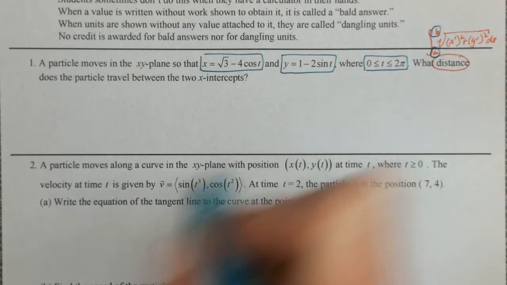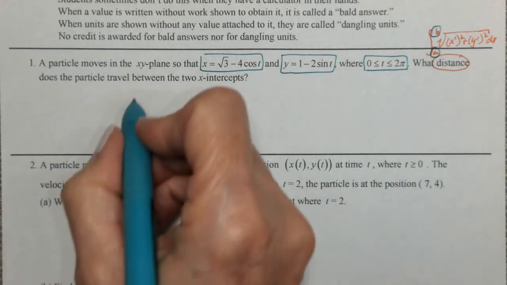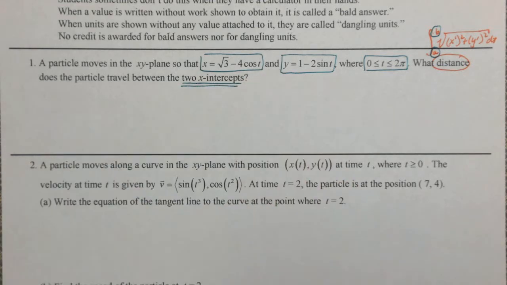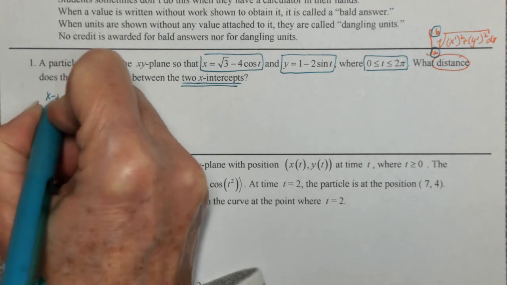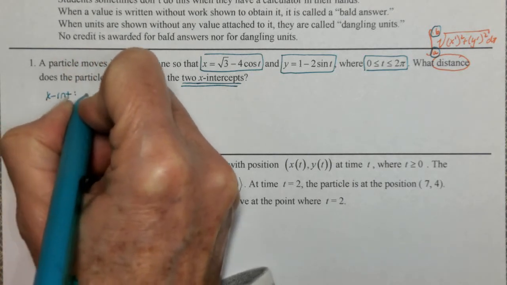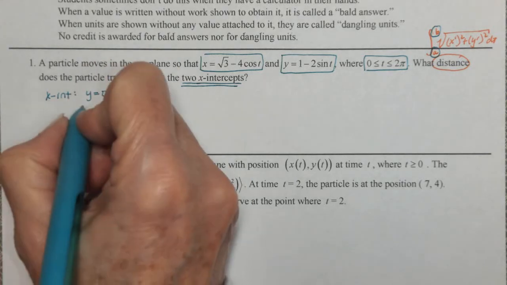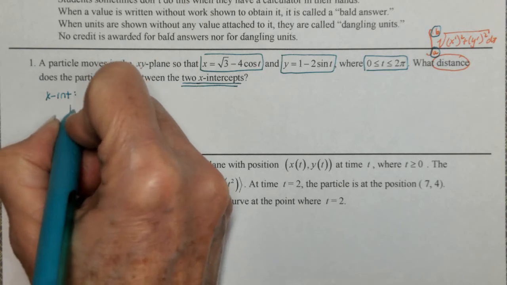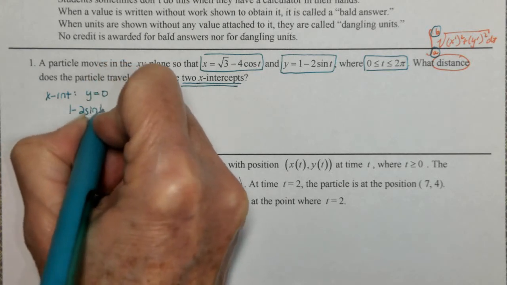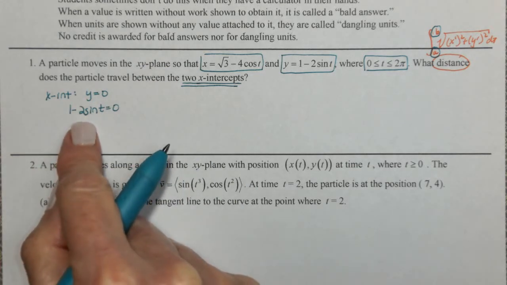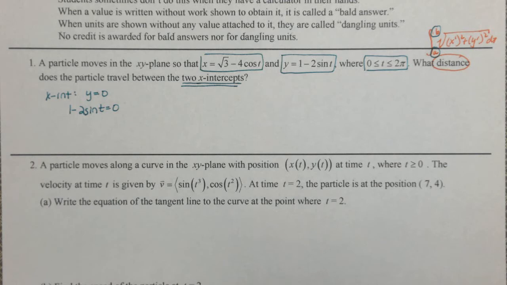So I need to find out what times the particle is at these two x-intercepts that it's talking about. Well, an x-intercept occurs when y is 0. That's what makes an x-intercept. So I want to take our y-coordinate and set it equal to 0. Now I know that this would be very easy to solve by hand, but I'm going to pretend that it's not easy to solve by hand because I'm going to let the calculator do that for us.